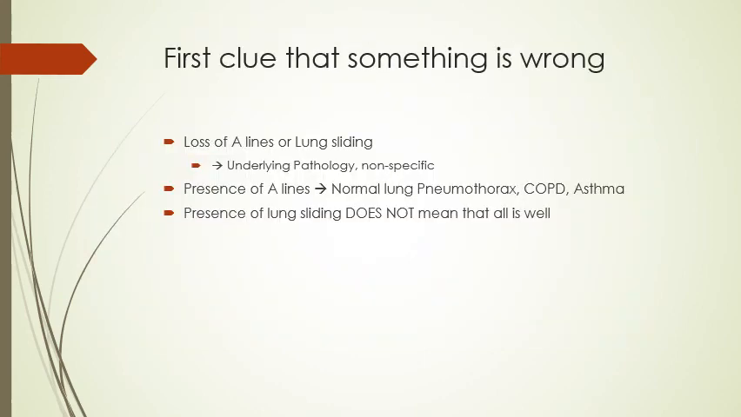By understanding what a normal lung ultrasound looks like, we may be able to identify pathology very early on in our assessment. For example, the loss of A-lines or lung sliding is never normal, and therefore immediately indicates underlying pathology, although remember, their absence is nonspecific for a single pathology. Be careful, however, that the presence of A-lines does not necessarily mean only a normal lung, but can also be seen in pneumothorax, COPD, or asthma. And the same applies for lung sliding. Its presence does not mean that all is well.